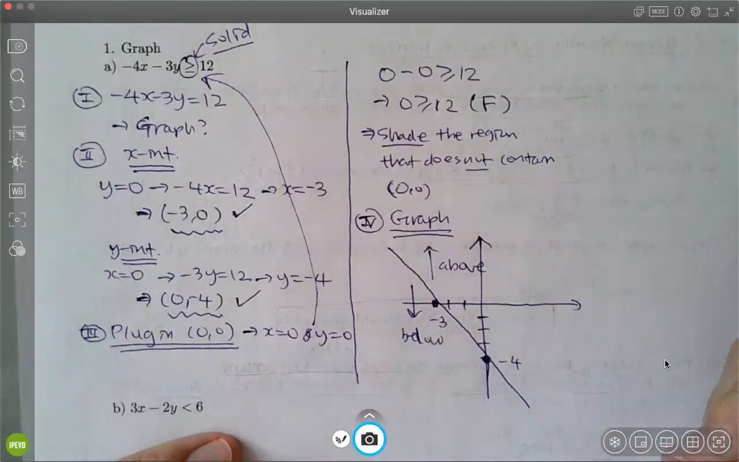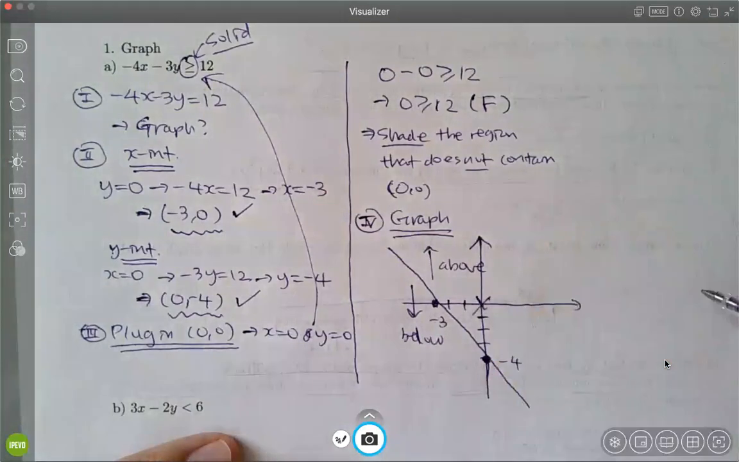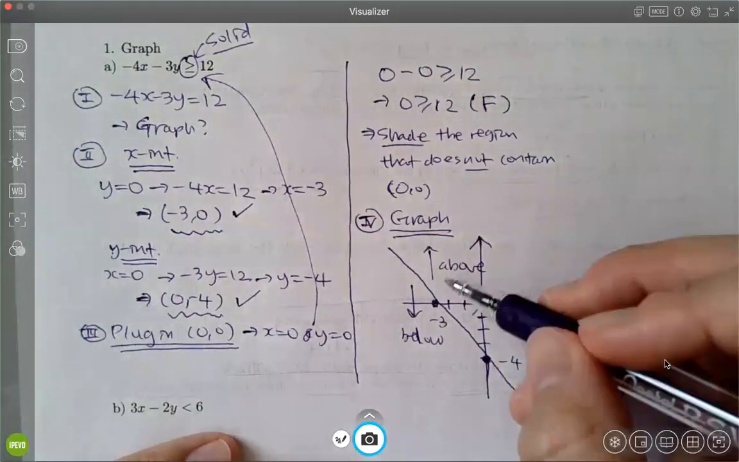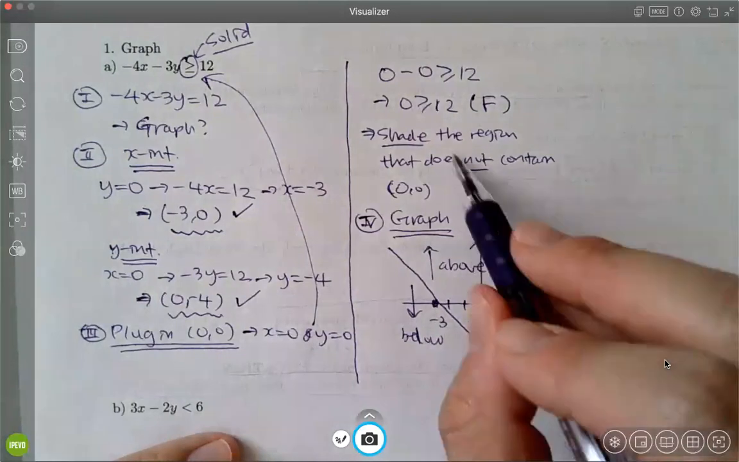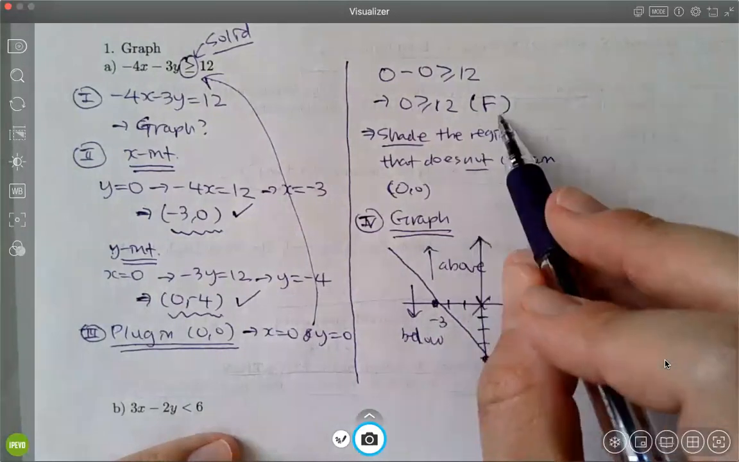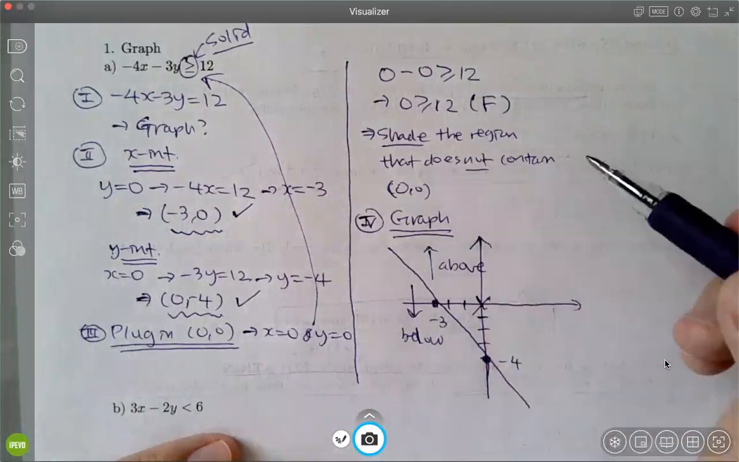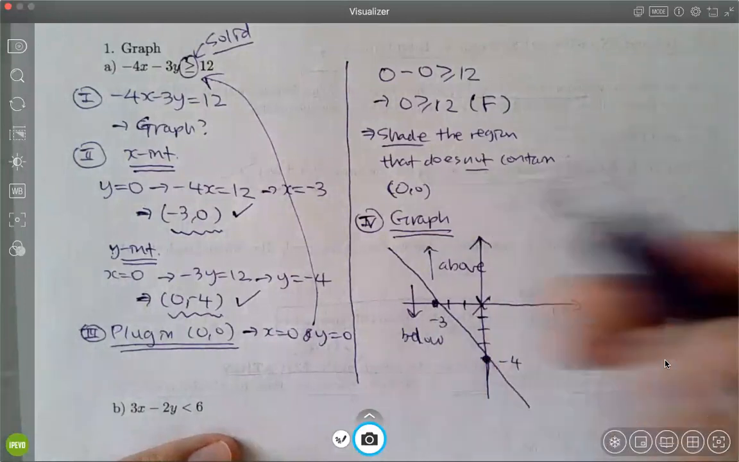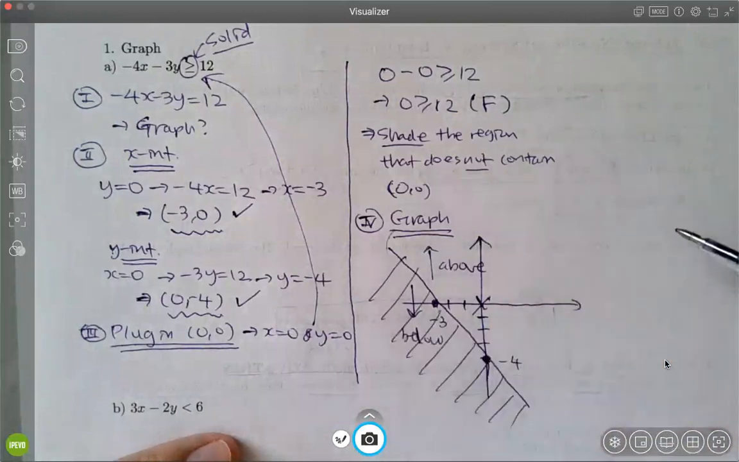And now, does any region contain the origin? Where is the origin? Here, right? Which is where? In the above region, right? But remember, we didn't get a true statement for the origin. So what do we have to do? Shade the region that does not contain the origin. So what does that mean? Shade below. So that's the answer.